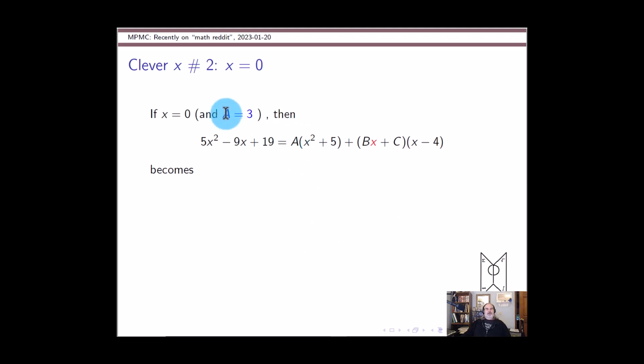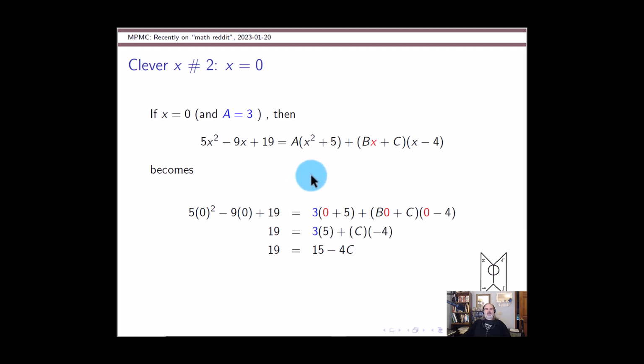So then, knowing that a is 3, we can hop to our next clever value of x, plug that information in. So x is going to be substituted with 0. The capital A is now known to be 3, so we might as well put that in there and use it. Zeros everywhere there was an x.